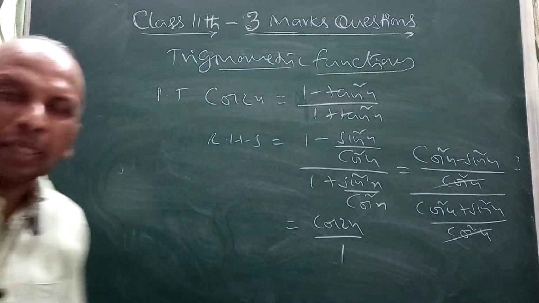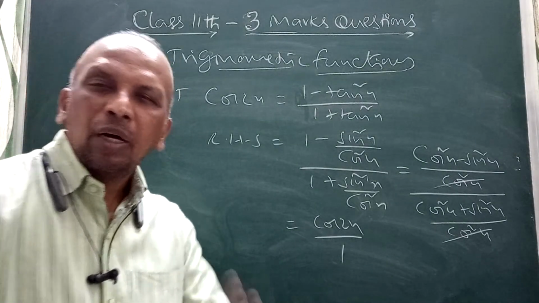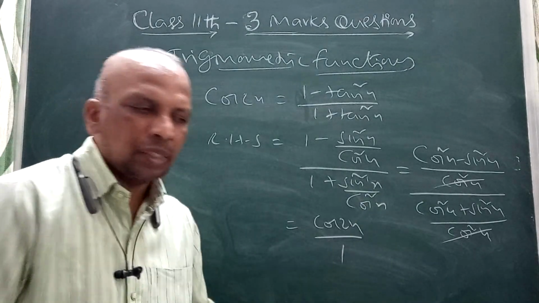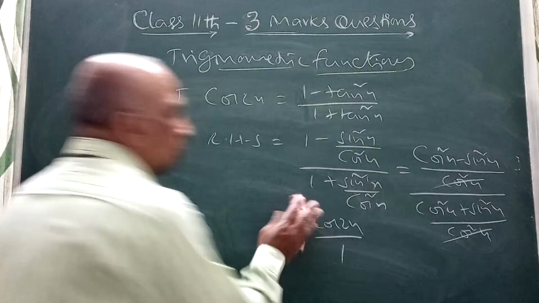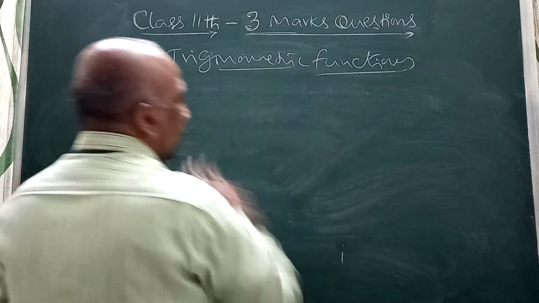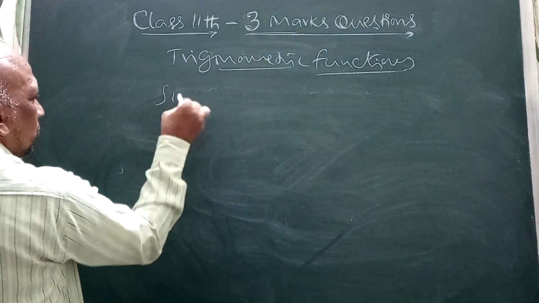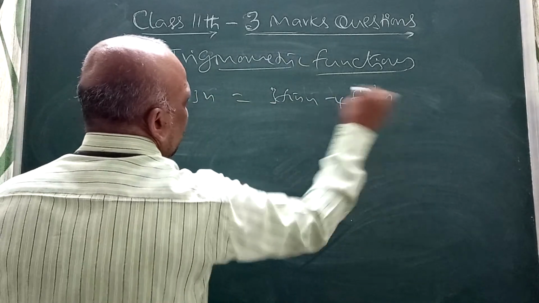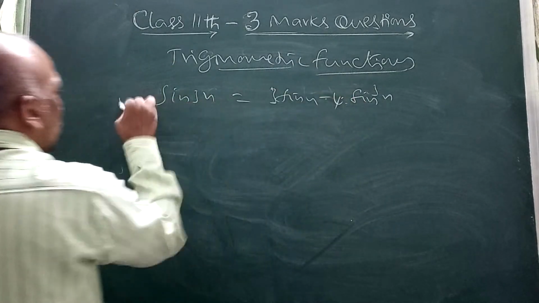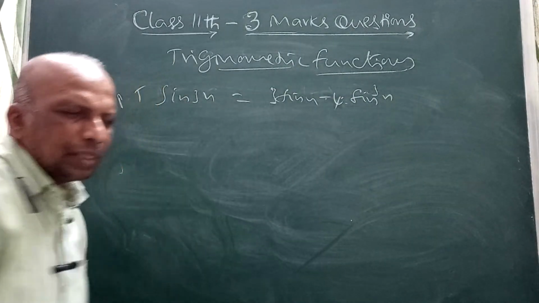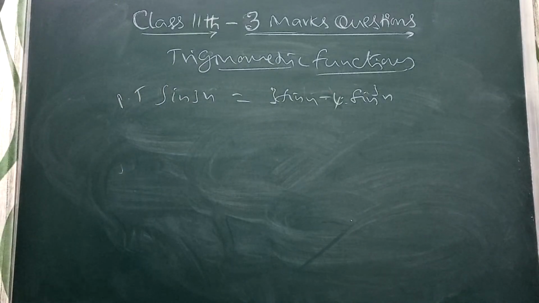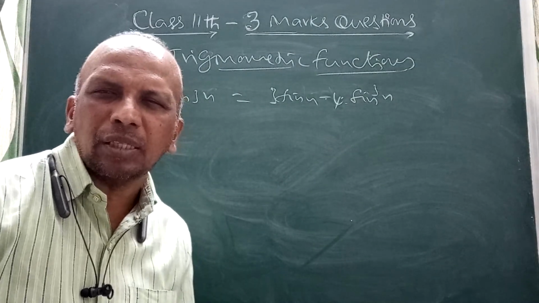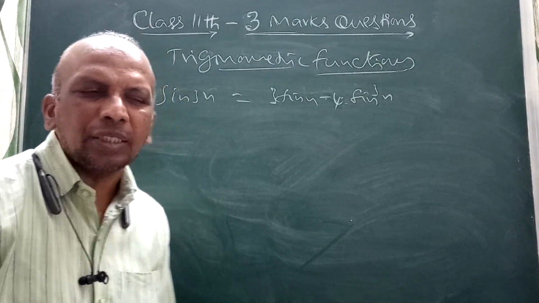And one more most important one, like the sin 3x and cos 3x formulas. They ask to prove these for 3 marks. Most of the time they ask cos 3x or sin 3x. Prove that sin 3x equals 3 sin x minus 4 sin cube x. Always, most of the time, they will ask sin 3x equals 3 sin x. This is important. They will ask this type of question.